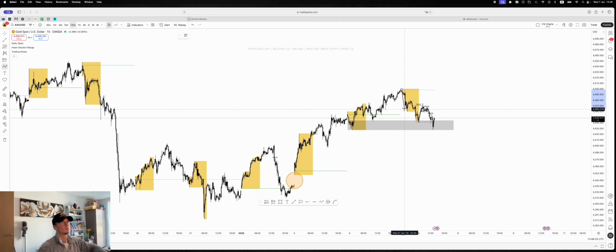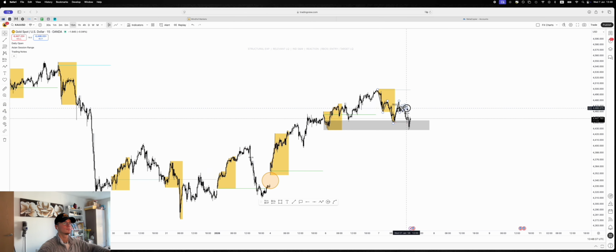What does current day's price do? Boom, break structure, pull back, break structure, fake breaker structure up, reaction, right? So think about it logically. Where's liquidity now? Is it above or is it below? Yeah, because there's no liquidity above.